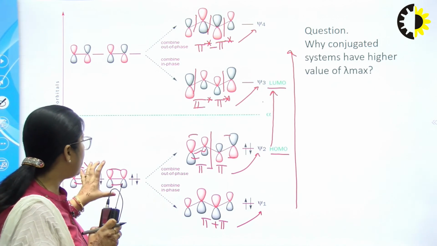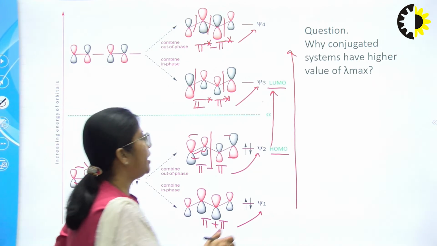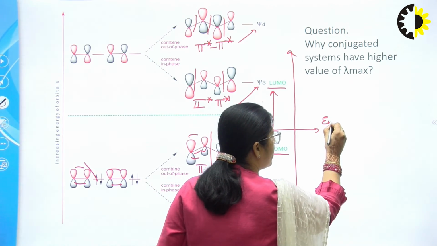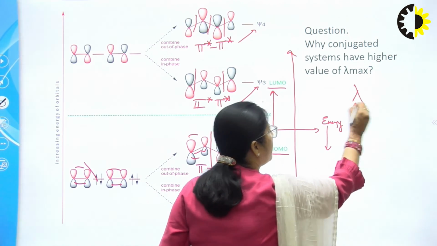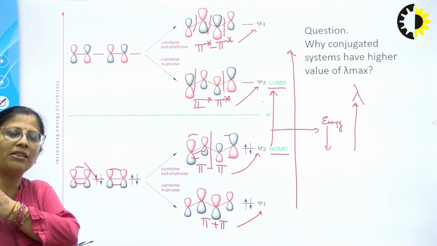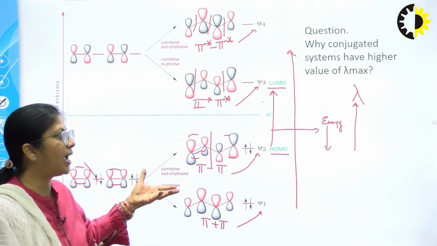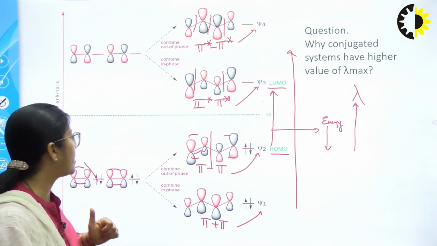Therefore, when conjugated systems are present, the energy decreases and the wavelength increases. It occurs at a longer wavelength. That was the case in 1,3-hexadiene and 2,4-hexadiene. Why 2,4-hexadiene? It shows absorption at the higher value of lambda max.